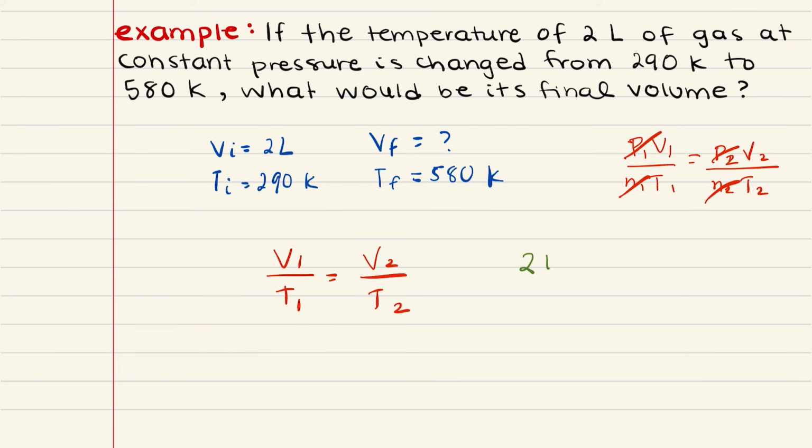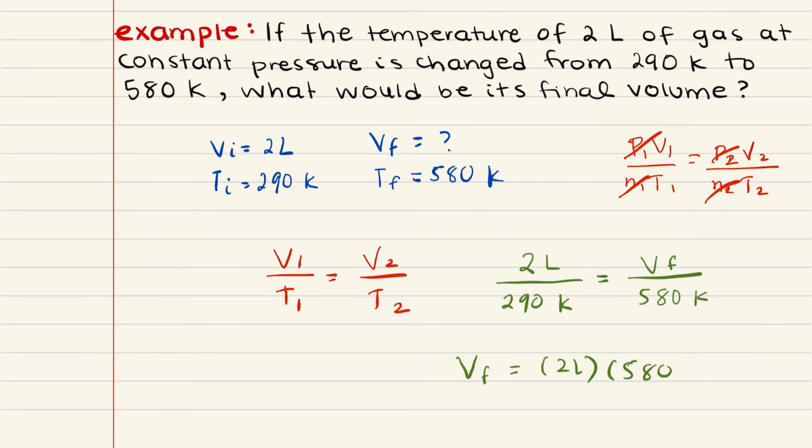Our initial volume is 2 liters. Our initial temperature is 290 Kelvin. We want to figure out our final volume. Our final temperature is 580 Kelvin. Our final volume is going to be equal to 2 liters multiplied by 580 Kelvin divided by 290 Kelvin. All right, wonderful.